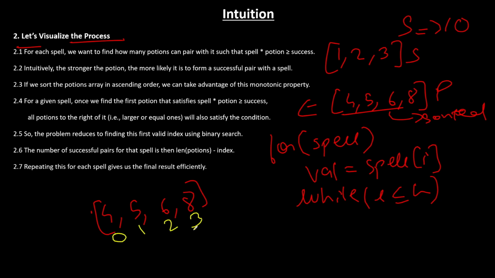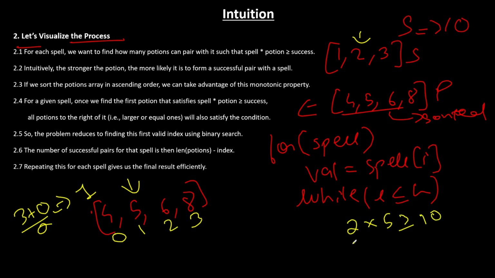So if I do the binary search and take out the midpoint for this, what will it be? It will be 3 plus 0 divided by 2. It becomes 1, right? So this will be the midpoint. Okay. So what are you going to do? We'll multiply the spell value, which is, for example, let's take 2. Okay. 2 into 5. Is it greater than or equal to 10? Yes, it is.